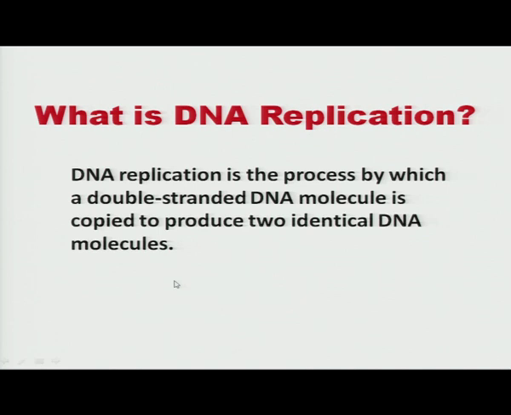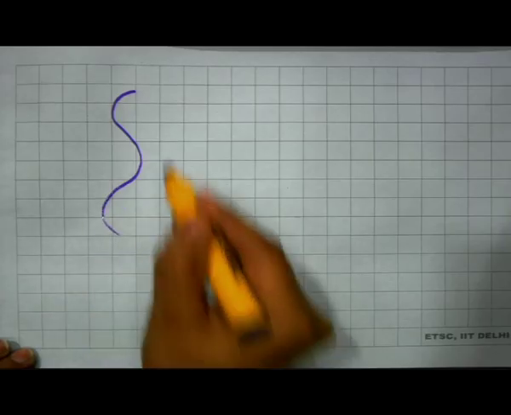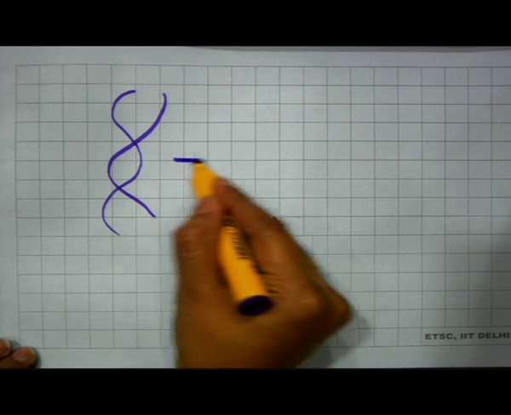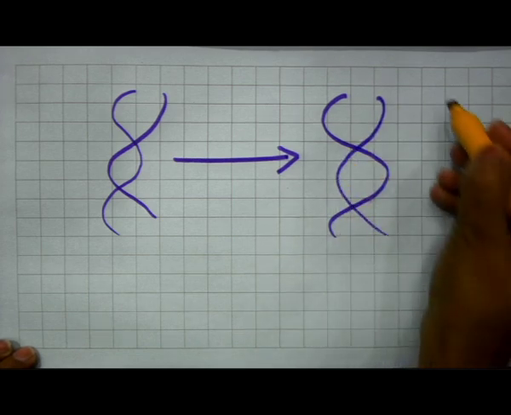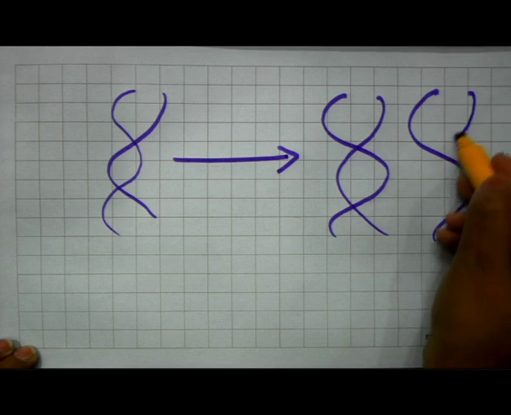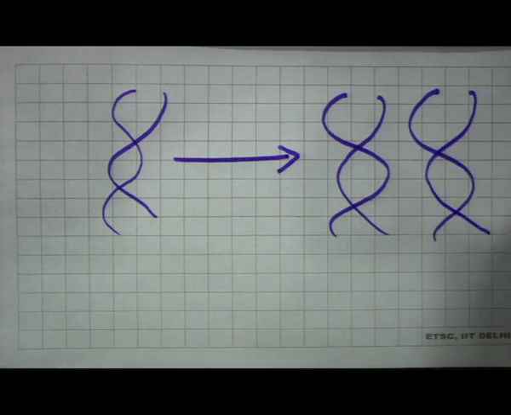What is DNA replication? As we know, replication is a process of making any copy or making a replica. Replica means exact copy. So, DNA replication is a process by which a double stranded DNA molecule is copied to produce two identical DNA molecules. Suppose here it is a DNA molecule and it is copied to form two DNA molecules, this process of making the copy of DNA is called DNA replication.